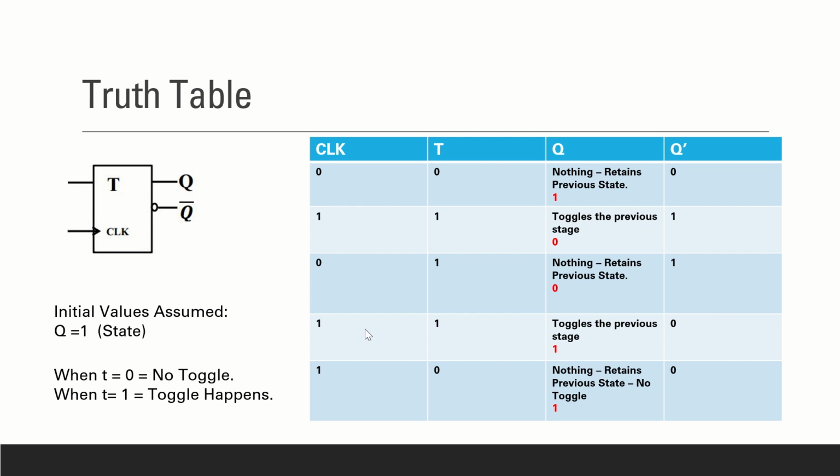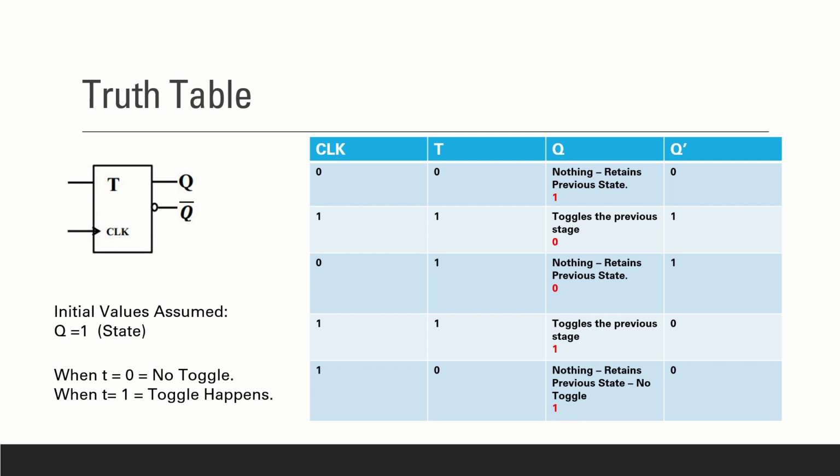Now the clock is 1 again and the T bit is 1 again. So what will happen? It will toggle the previous state. The 0 becomes 1 and Q bar becomes 0. Now the final combo is the clock is 1 but the toggle bit is 0. Clock is 1 but toggling is not required. So what will happen? It will retain the previous state. It is retaining 1 here and Q bar is 0.